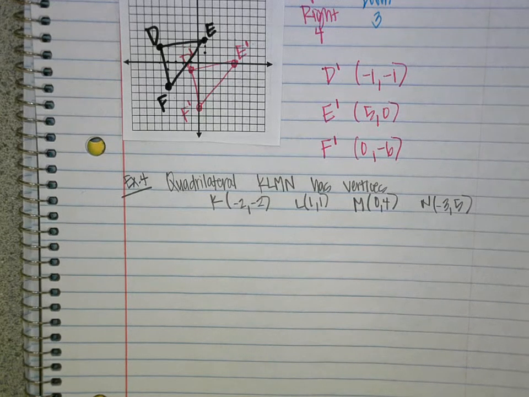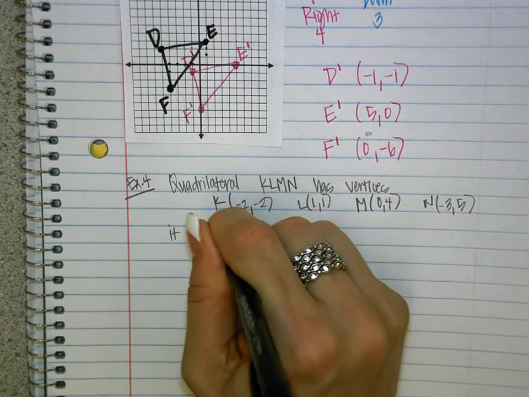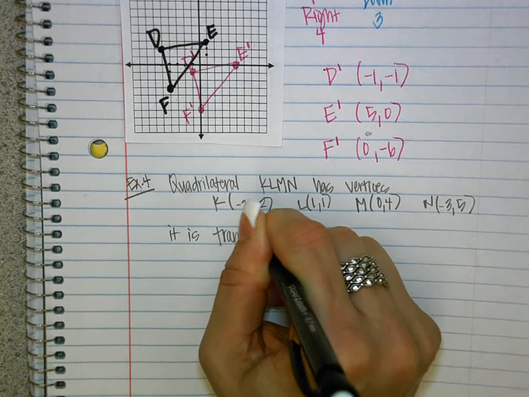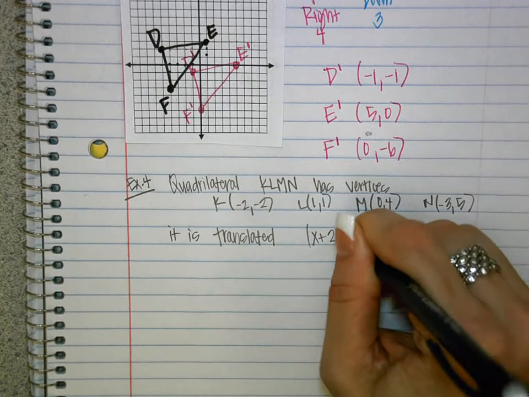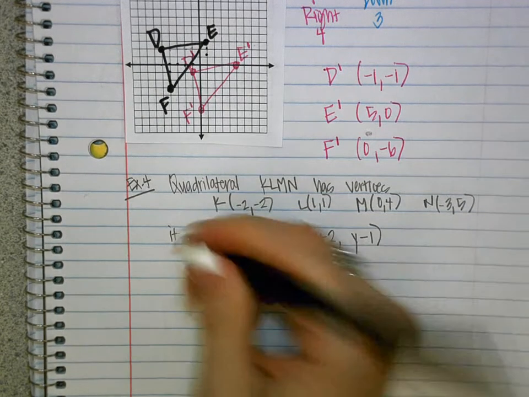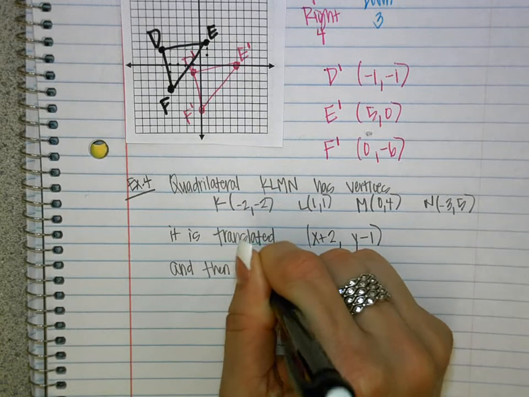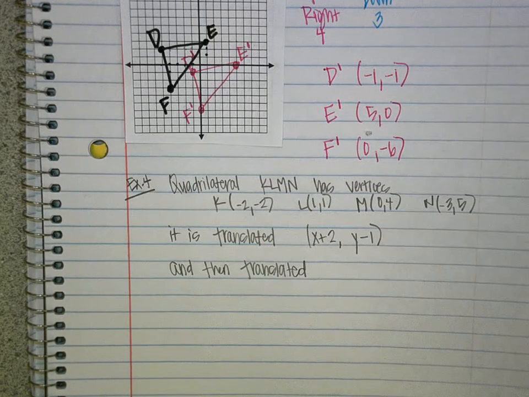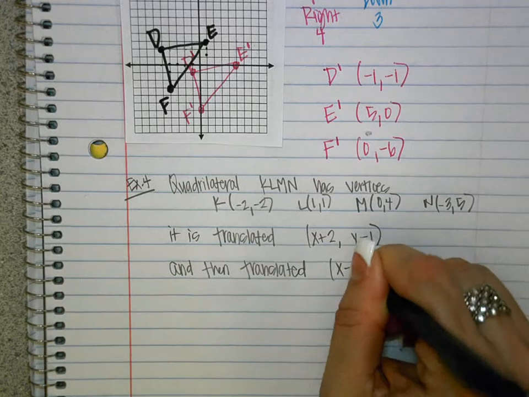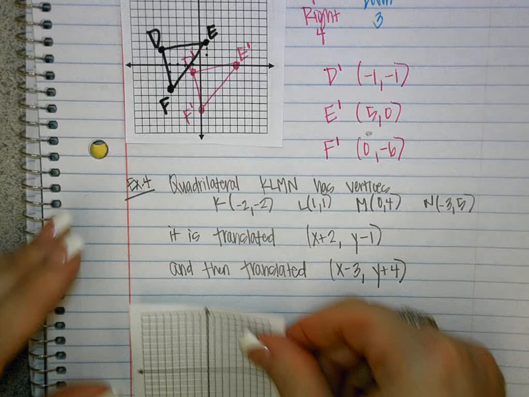Okay, so first thing you're going to do here is, for the first one, I'm going to tell you that it is translated. Once you draw your quadrilateral, it is translated x plus 2, y minus 1. So first it's translated x plus 2, y minus 1. It is then translated x minus 3, y plus 4. Oh, I goofed. So there's going to be 3 different pictures.